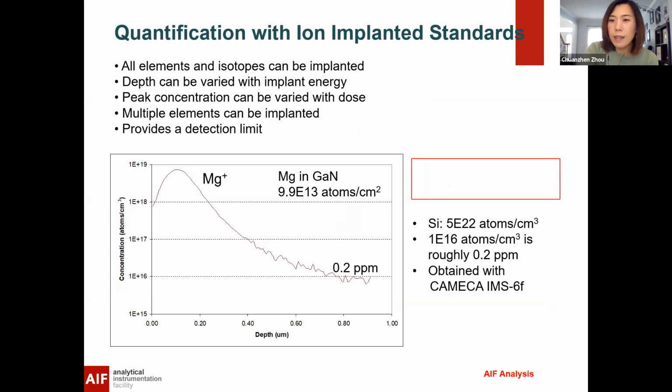All right, it is possible to do quantification using ion-implanted standards. However, this only applies to below maybe 5% doping, because if it is higher than 5%, you will alter the substrate or matrix, and then the ion yield might be different. However, using the ion implant standards, you can do all elements and isotopes. You can look at the depth with the implant energies, and the peak concentration can be varied with those. Over here at the university, we have over 3,000 implanted standards. Thanks to Fred.